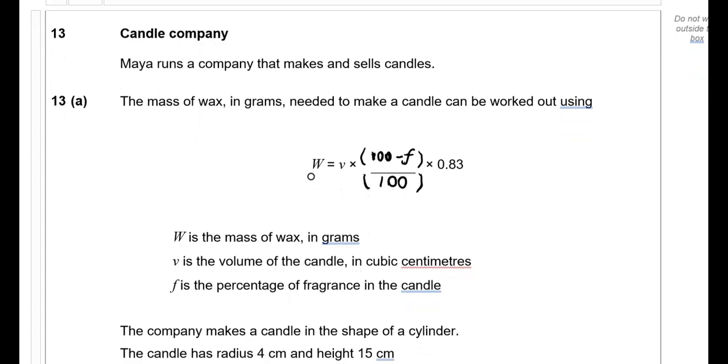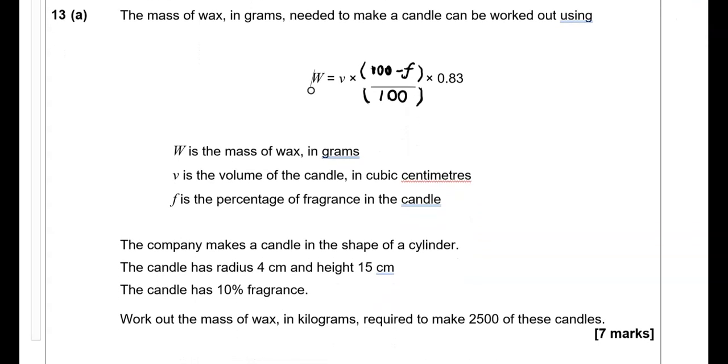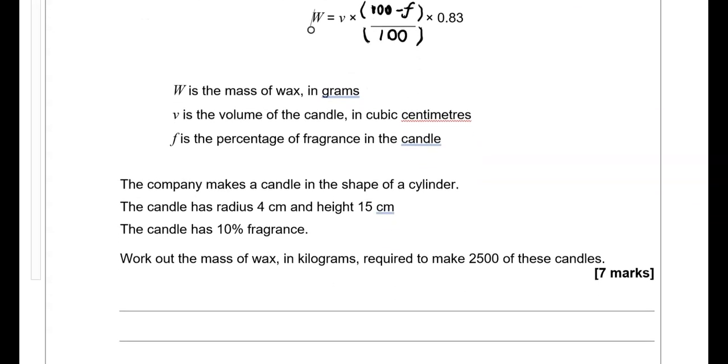Candle company. Meyer runs a company that makes and sells candles. The mass of wax in grams needed to make a candle can be worked out using the formula W equals V times 100 take away F, all divided by 100, then multiplied by 0.83. W is the mass of wax in grams. V is the volume of the candle in cubic centimeters. F is the percentage of fragrance in the candle.